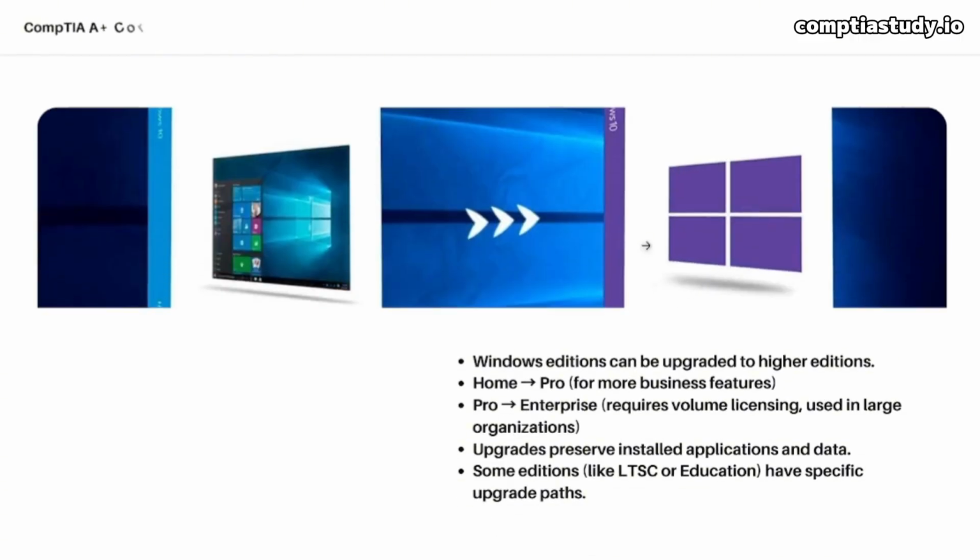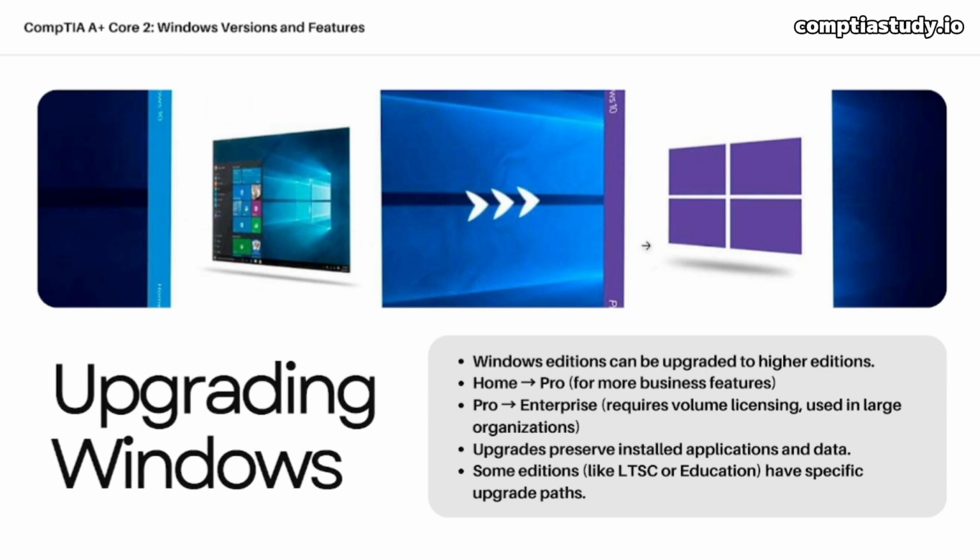Now, with that out of the way, let's talk a little bit about how you upgrade Windows editions. Windows systems can be upgraded from one edition to another without reinstalling the operating system. For example, a computer running Windows Home can be upgraded to Windows Pro. This upgrade unlocks the features that we talked about that are exclusive to different editions, like BitLocker, Remote Desktop, Hyper-V, Assigned Access, so on and so forth.